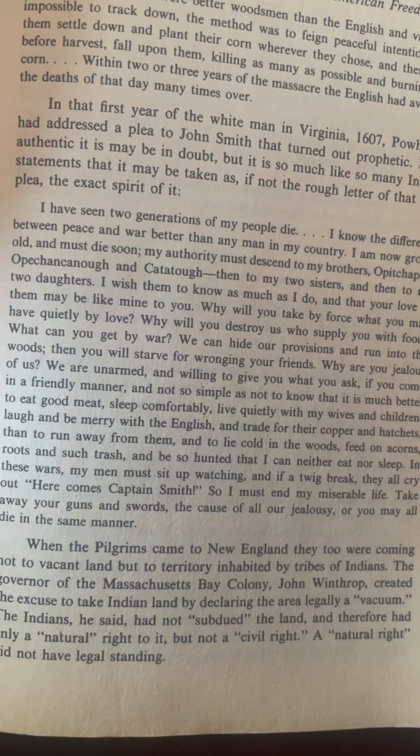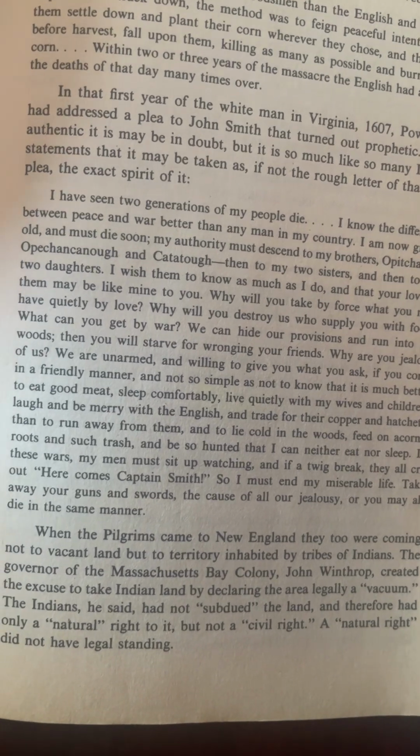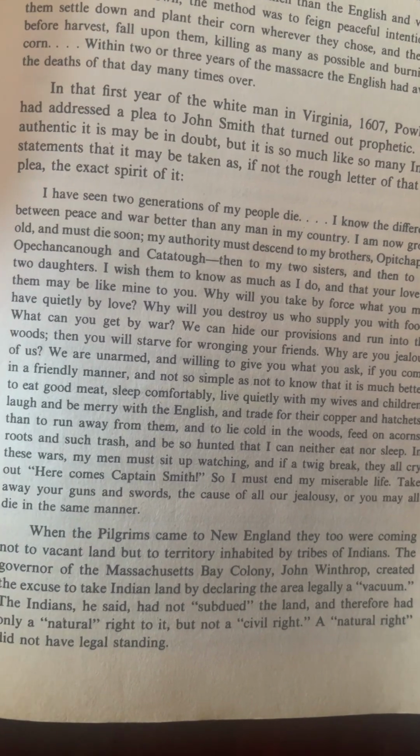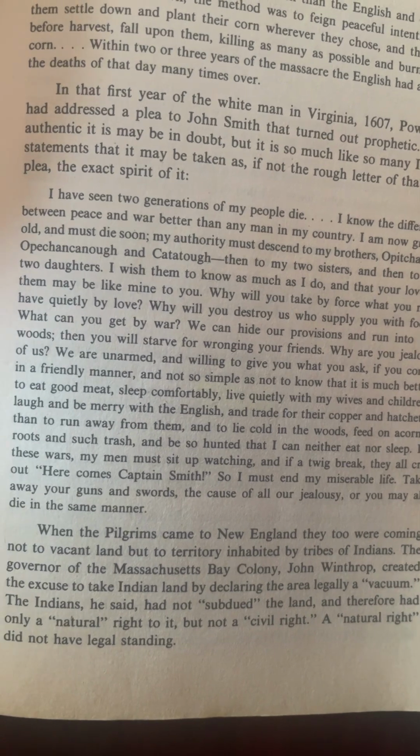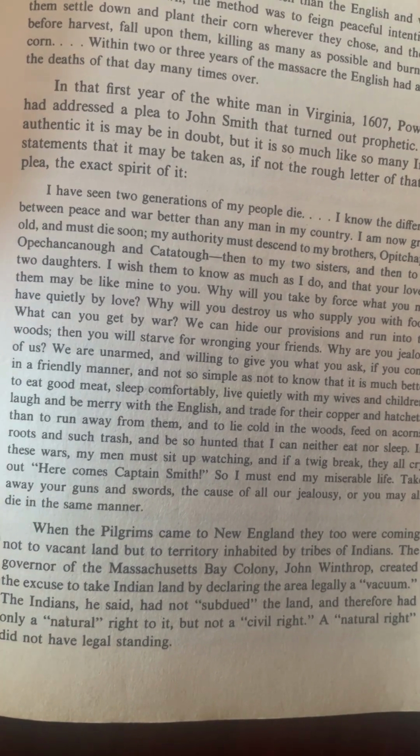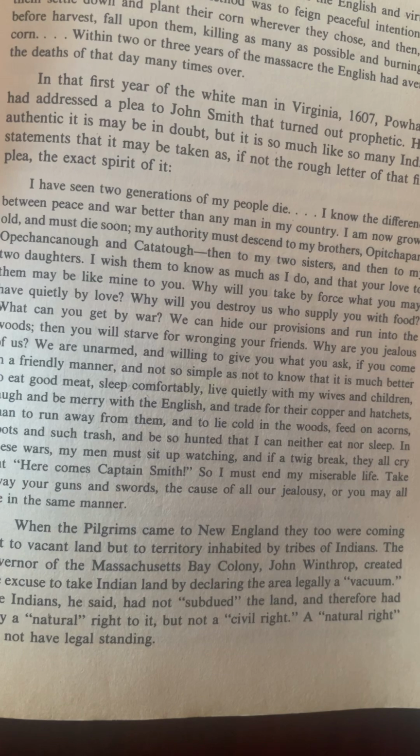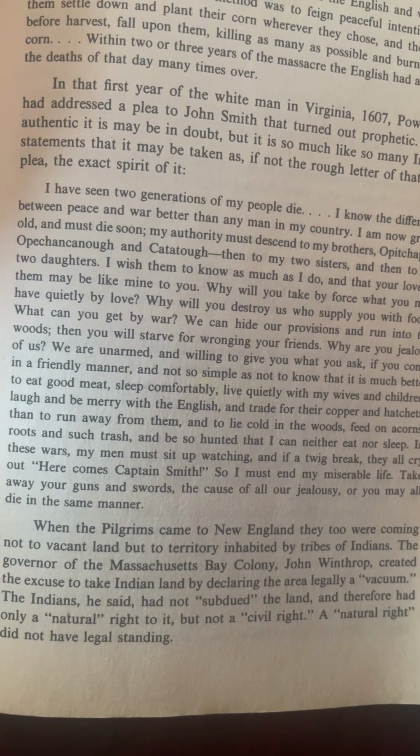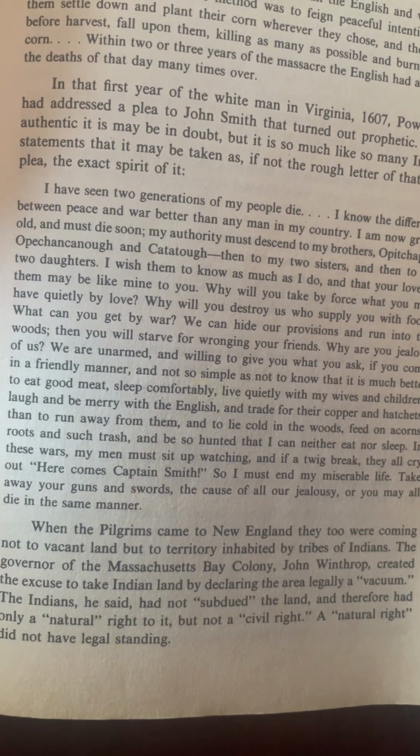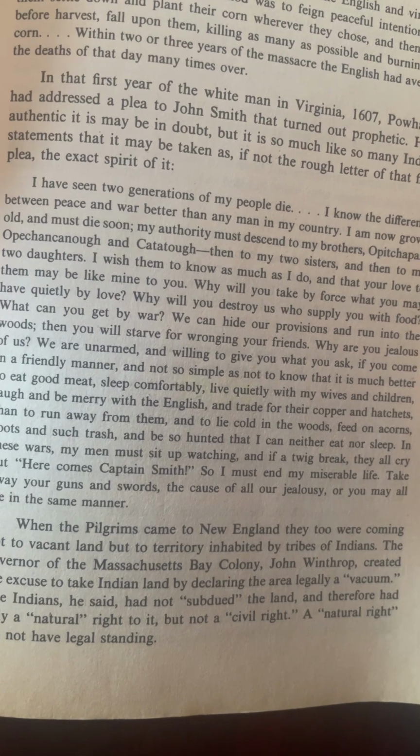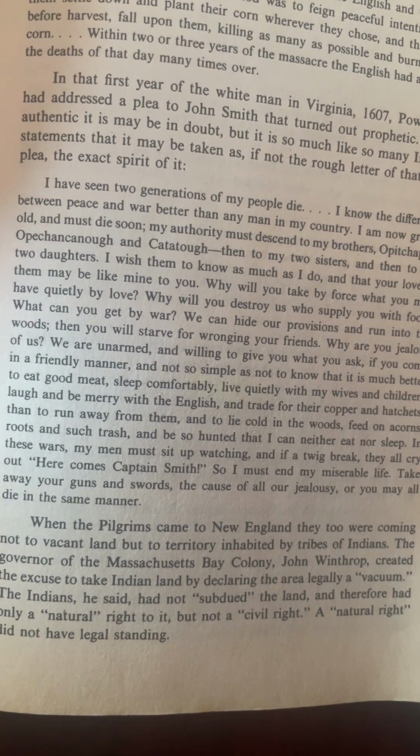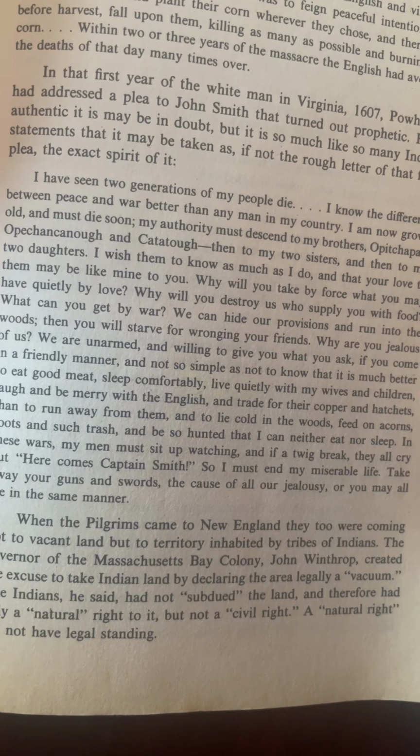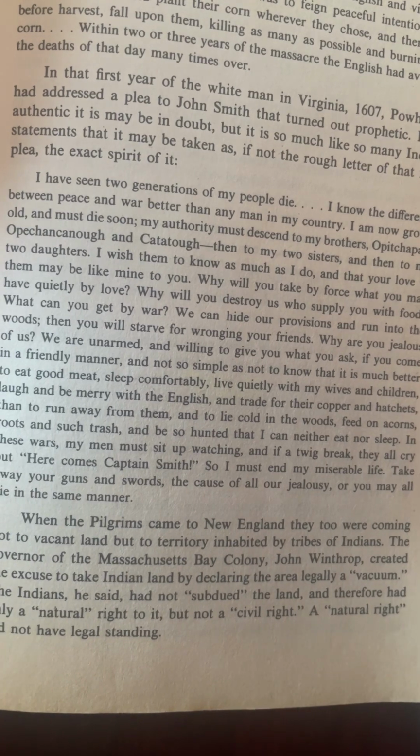that it is much better to eat good meat, sleep comfortably, live quietly with my wives and children, laugh and be merry with the English, and trade for their copper and hatchets, than to run away from them and to lie cold in the woods, feed on acorns, roots, and such trash, and be so hunted that I can neither eat nor sleep.